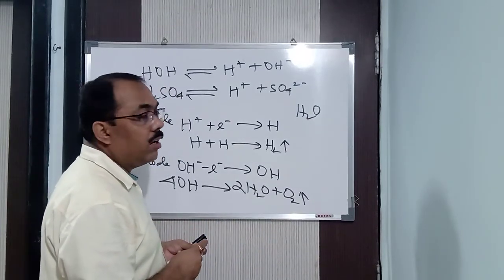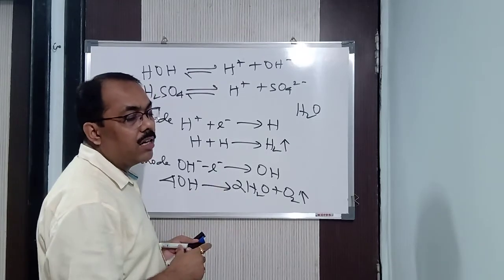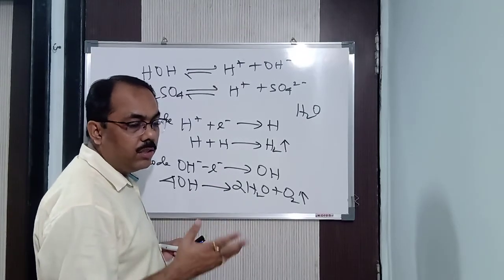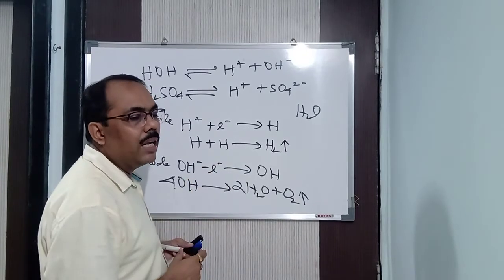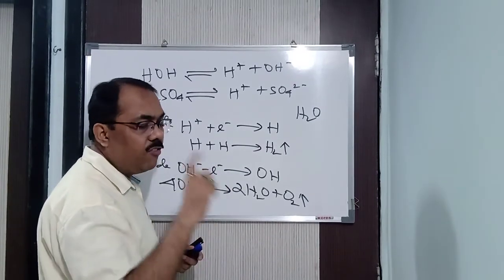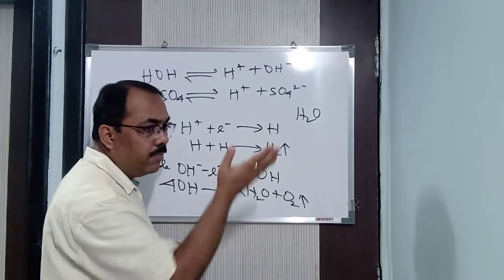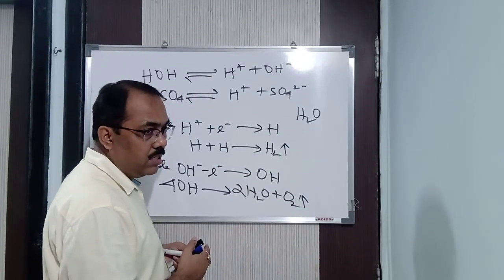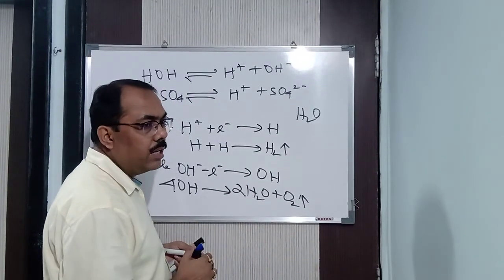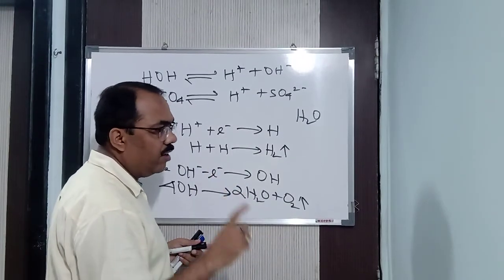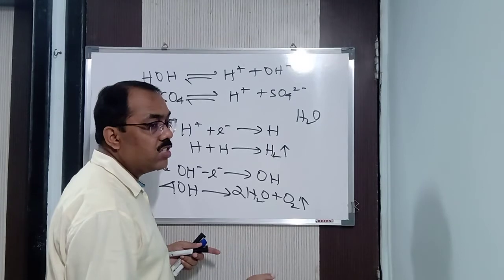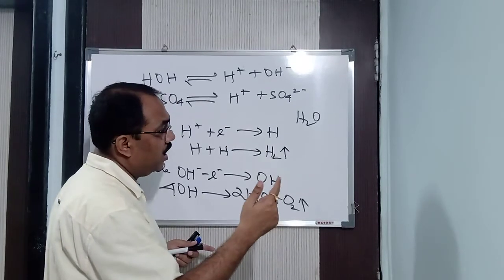These gases are not colored; they are colorless gases. How do you come to know? By the level of the water which rises in the limb. Got it? If you see the level of the water, you will see that the level of water which rises in the oxygen limb is twice that in the hydrogen limb.